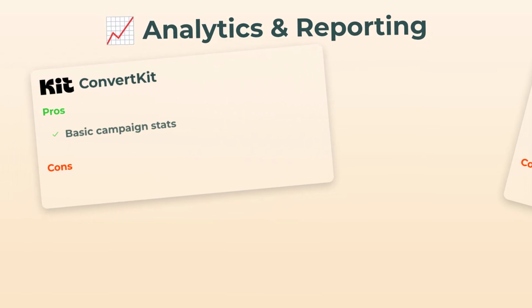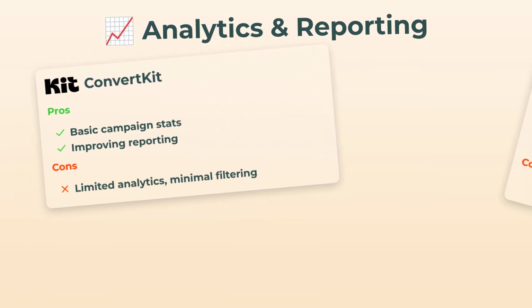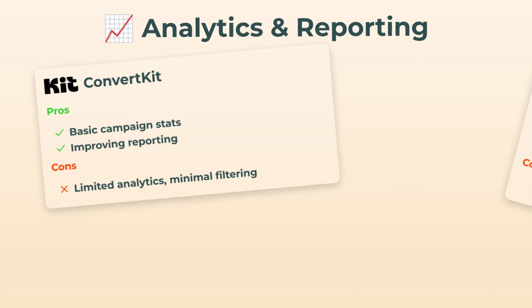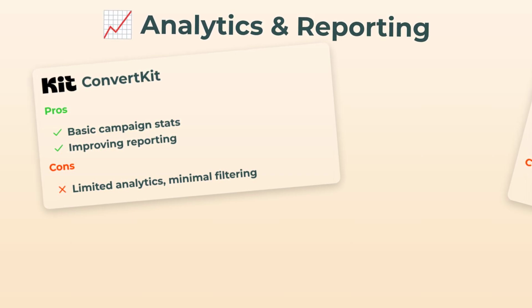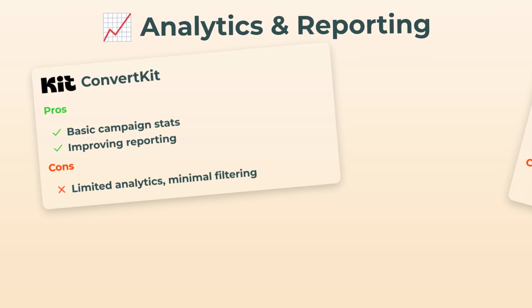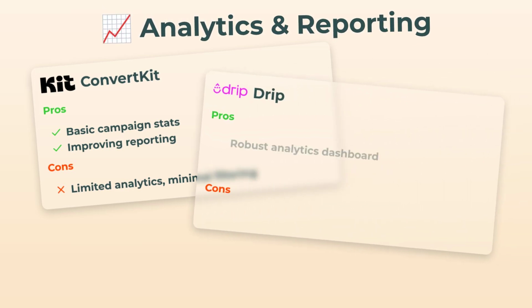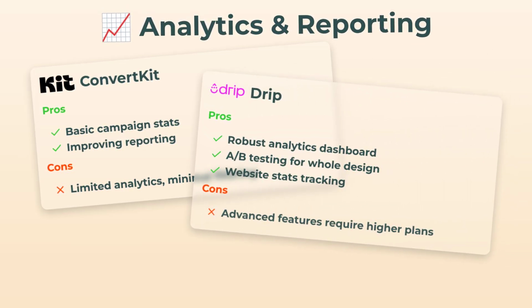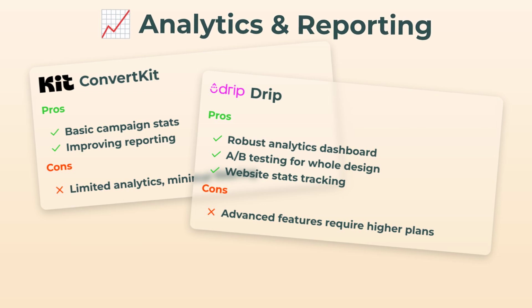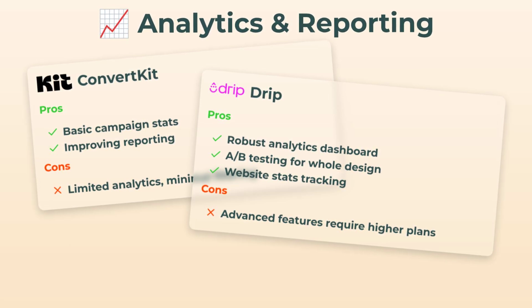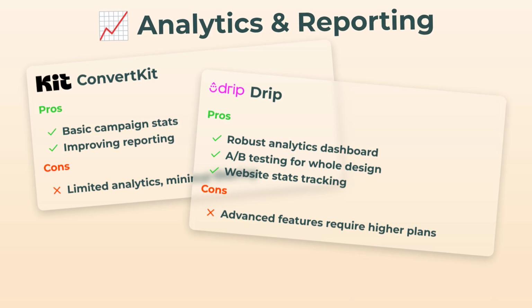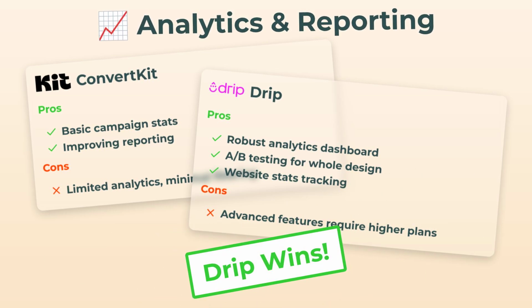Next up, analytics and reporting. Okay, so with ConvertKit, you get pretty basic campaign stats. They've been improving the reporting tools, but honestly, filtering's kind of minimal right now. In contrast, Drip gives you an analytics dashboard that feels like it's straight out of a marketer's dream. You can do full-on A/B testing, entire designs, not just subject lines. They even track website stats. The only catch is, the coolest features are gated on higher plans. If analytics make your world go round, Drip is absolutely the one to beat here.